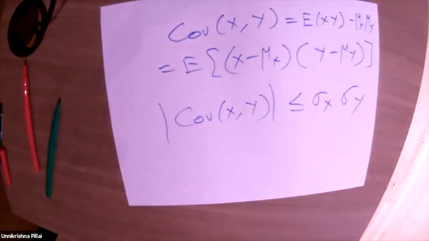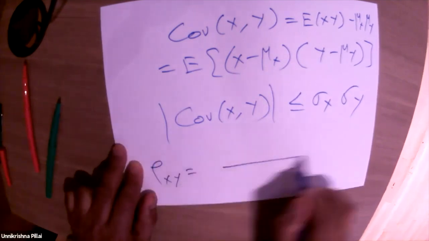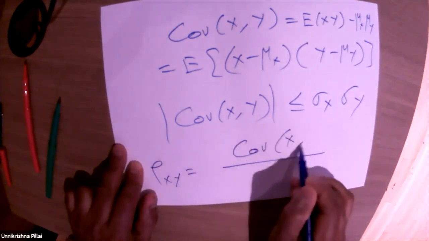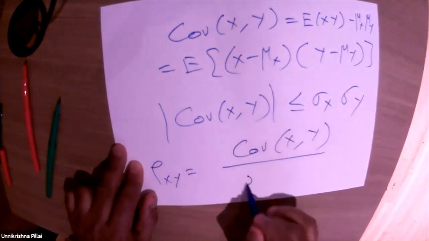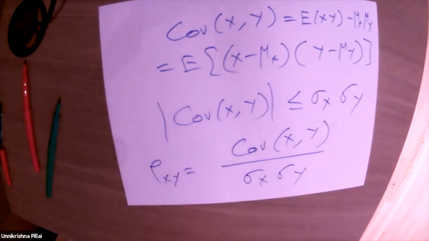So let me prove this for you. I'm going to prove that covariance is always less than or equal to sigma x, sigma y. If this is the case, then I can define a new parameter like this. Suppose that one is true, then what will be the value of rho? Anybody? Rho will be between what and what?